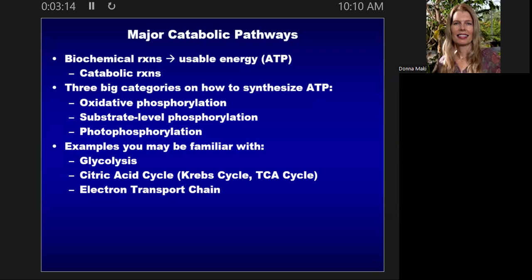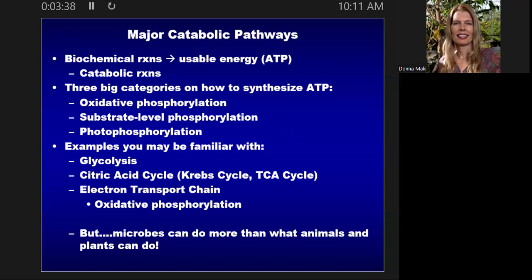When we talk about what's happening in your mitochondria, we use the phrase oxidative phosphorylation. If you've taken animal physiology, human physiology, maybe some biochem classes, we tend to focus on what's happening in humans and other animals. So you'll hear that oxidative phosphorylation is going on inside your mitochondria, and that's true. But microbes can do way more than these examples I've just provided. Yes, they can do glycolysis and the citric acid cycle and electron transport, but they can do other stuff too. That's pretty fantastic.